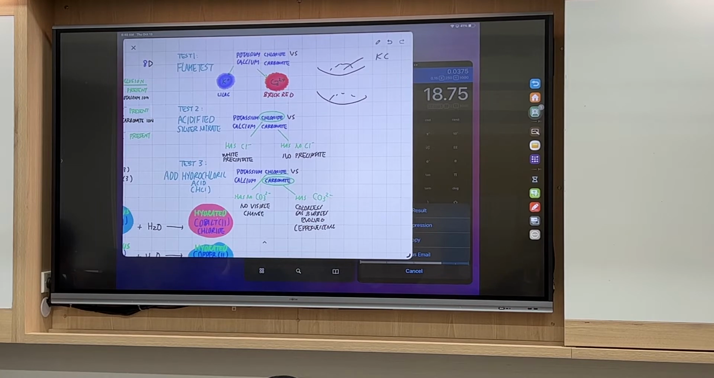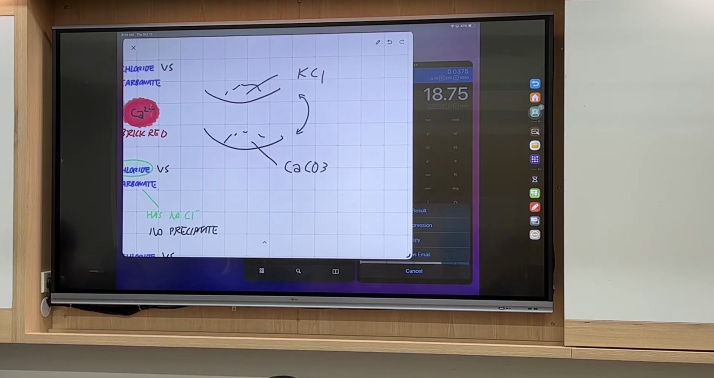So you cannot tell them apart just by looking at their superficial appearance. They both look the same. They are both white powders. But when you actually test them using the flame test, by dipping a platinum wire in and putting it into the Bunsen flame, you see that they give different flame colors. They will respond differently to these two tests as well. So then you can tell them apart.